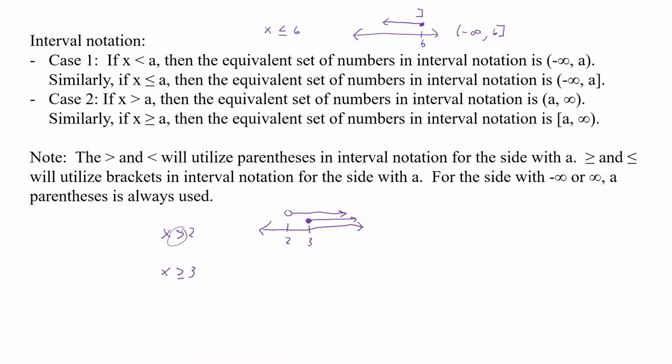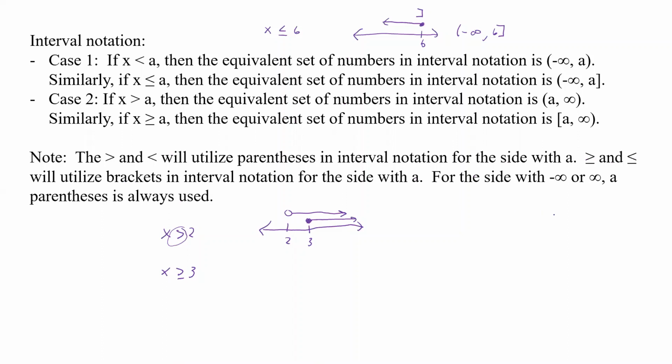So whenever we have just the greater than, or when we had on the previous page, the less than, those are always going to have parentheses. When we have the greater than or equal to or less than or equal to, those are going to be the brackets. Or, if we're drawing, we can also do a closed circle.